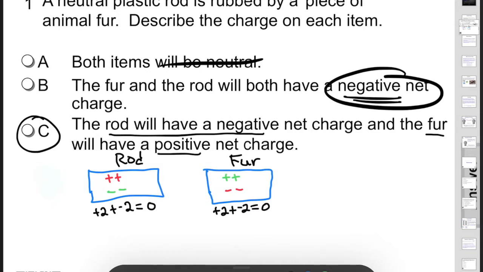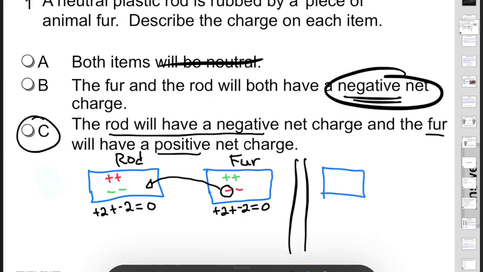If the rod is negative, that means that one of these negative charges from the fur moved to the rod. That means now we are going to have the rod right here with 2 positive charge, but it's going to have 3 negative, and the fur is going to have 2 positive, but only what? 1 negative. Let me put the names here, then it's easier for you to understand.